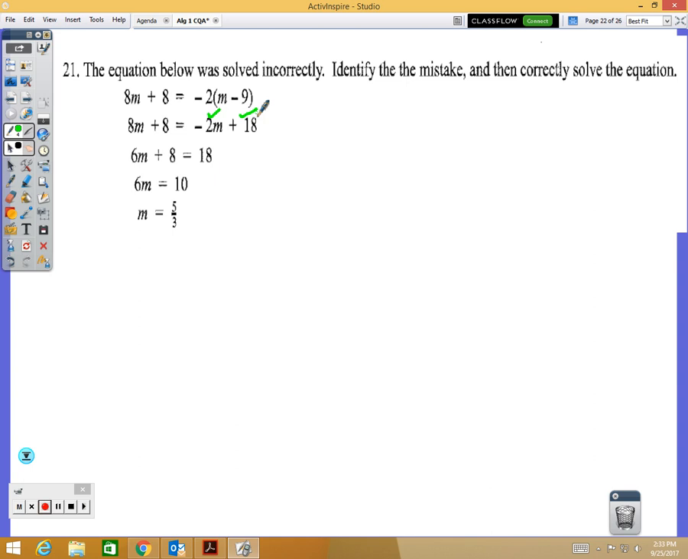Then, they got rid of this negative 2m. How do you get rid of negative 2m? You add 2m. And if you add 2m over here, are you going to end up with 6m? No. So this is where they made their mistake. Did incorrect inverse operation.